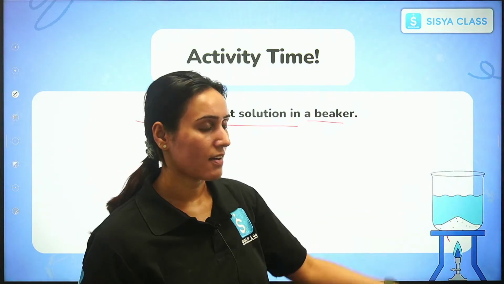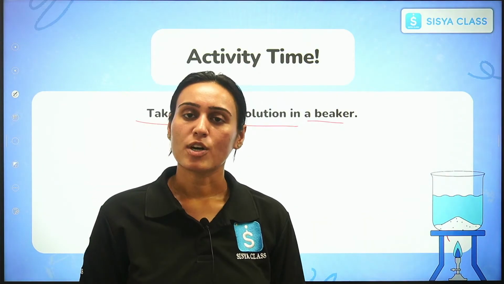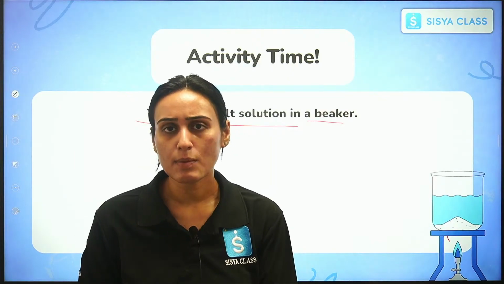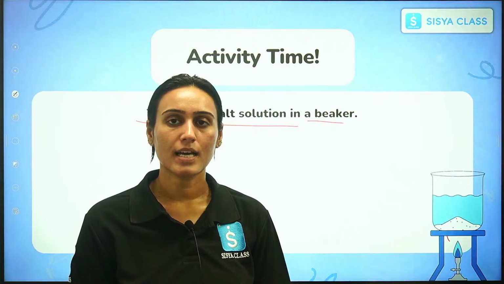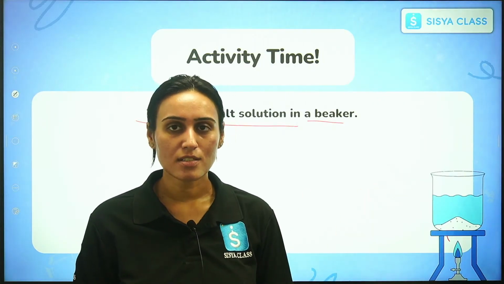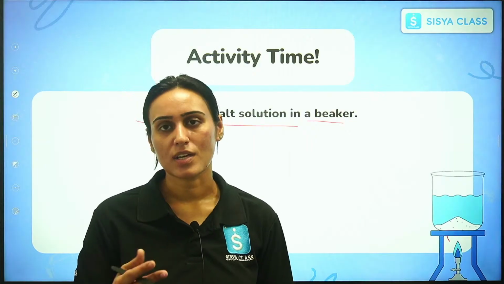So in a beaker, you have added some salt and you are heating it. What will happen when you heat it? You are turning your liquid into vapor. What will be left behind in the beaker? Salt. So again, you have separated your water from the salt solution, and this is how you can do the separation.